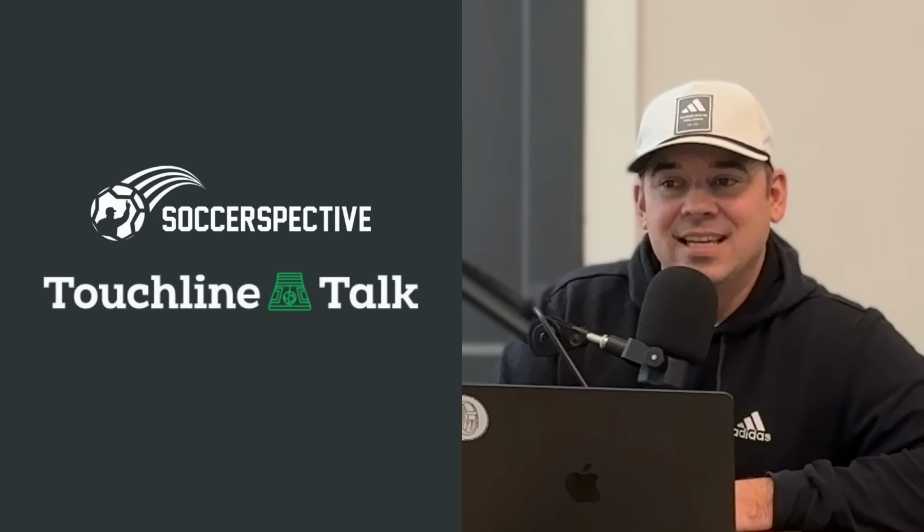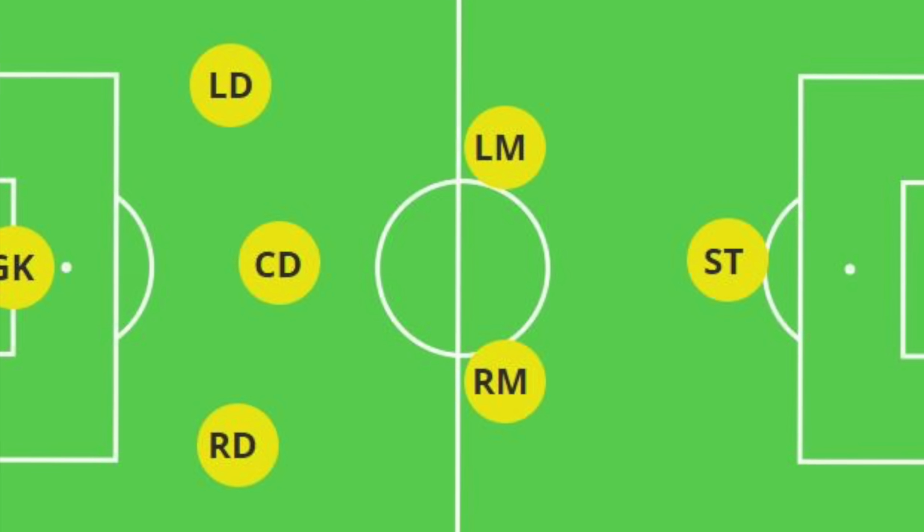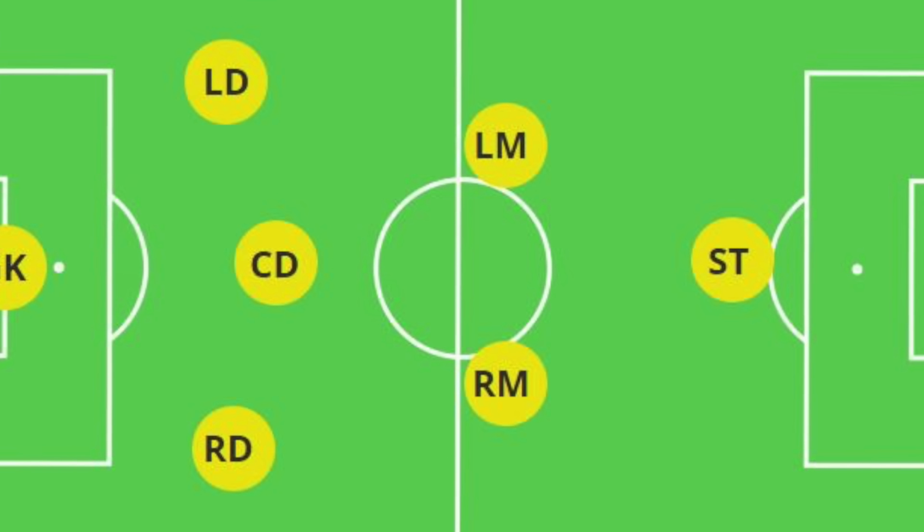So the first one we're going to look at, my personal favorite, is the 3-2-1. You've got 3 defenders, a center back, and then a right and a left back, a number 2 and a number 3. You've got 2 midfielders. I like to set up with a number 6 and more of a number 8, and then 1 striker, 1 number 9.